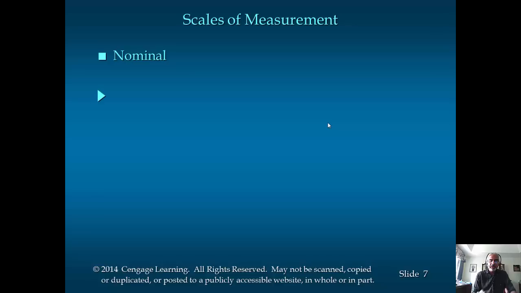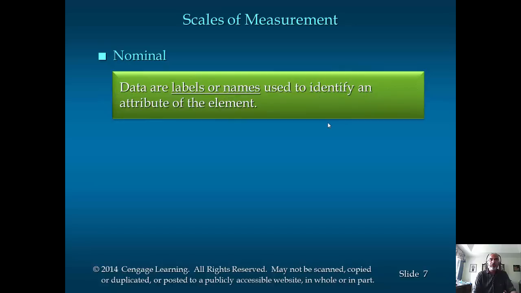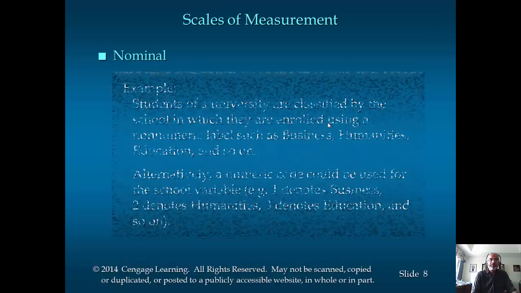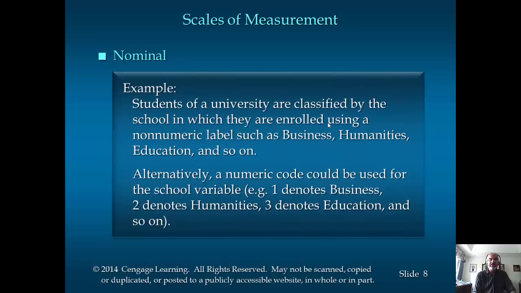Nominal is where the observation is categorized into a particular group. These are labels that identify which group the observation belongs to. An example would be students in the university classified by the major they belong to: business, humanities, education. Now, these categories can be labels like management, business, humanities, or they could be numerical codes assigned to those categories: 1, 2, 3, and so on.